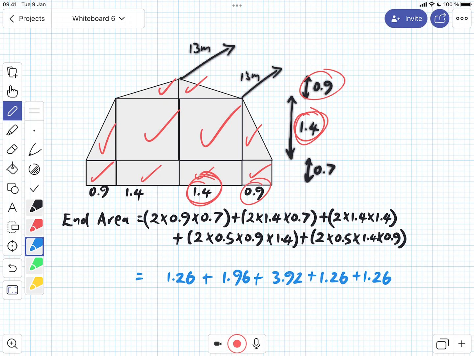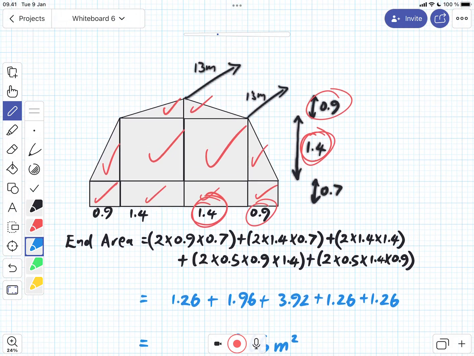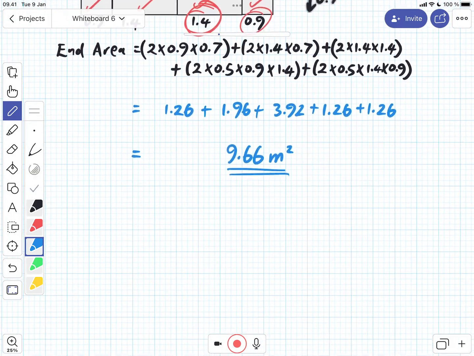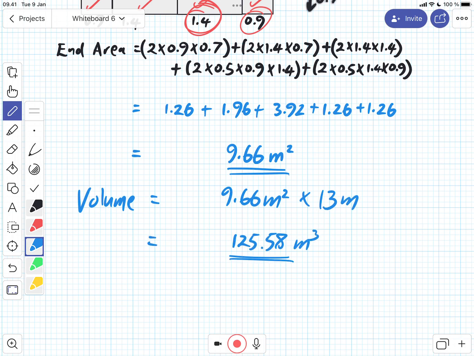So when I work out each of those brackets, I'm getting 1.26 plus 1.96 plus 3.92 plus another 1.26 plus another 1.26. And when I add them all up, I get the end area being 9.66, and that's in meters squared. So the volume that we're looking for is that end area multiplied by the length of the prism, which was 13. So volume equals 9.66 meters squared times 13 meters, which comes to 125.58.